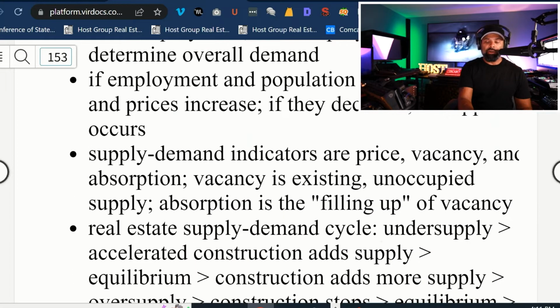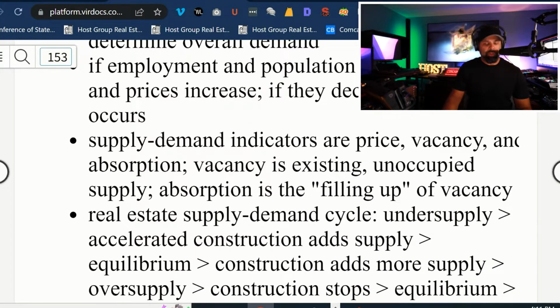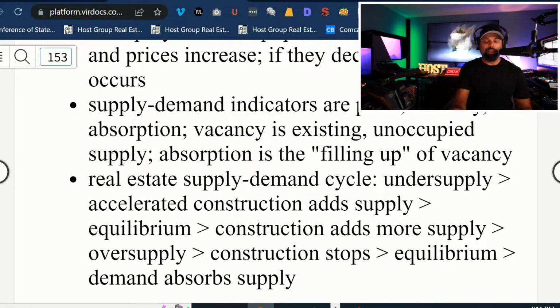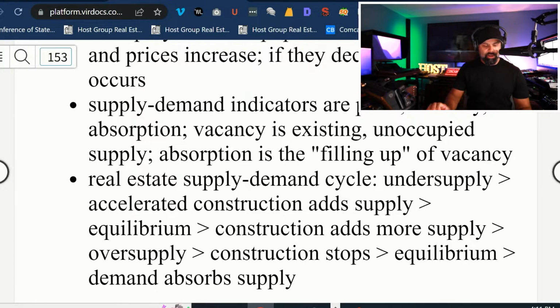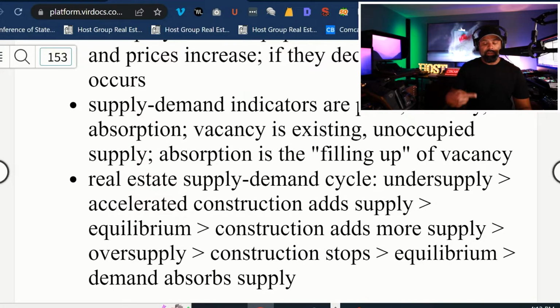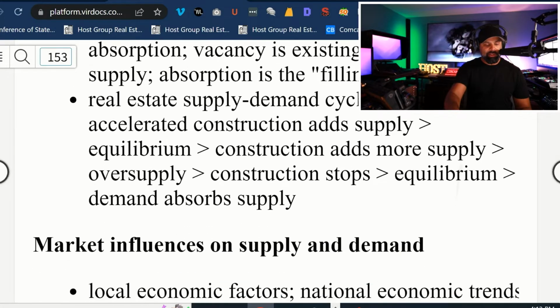Supply and demand indicators are price, vacancy, and absorption. We defined those: vacancy is existing unoccupied supply, and absorption is the filling up, quote unquote, of vacancy. Real estate supply and demand cycles: with undersupply, accelerated construction adds supply. Equilibrium is achieved. Construction adds more supply, then there's an oversupply, and then construction stops. Then there's an equilibrium, then demand absorbs supply. All right, that's how that works.